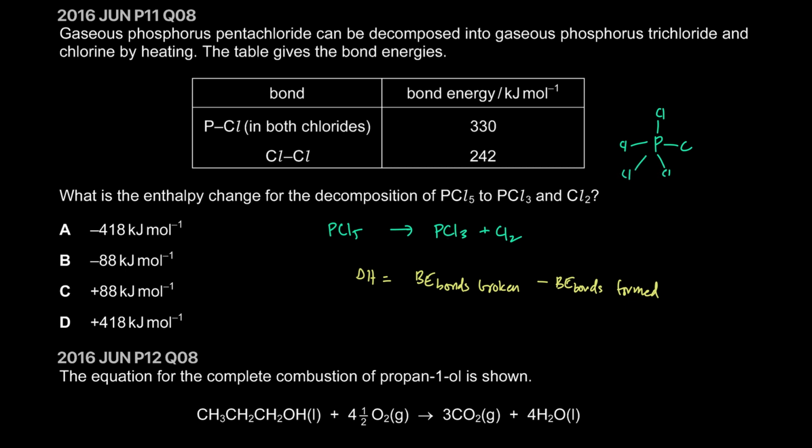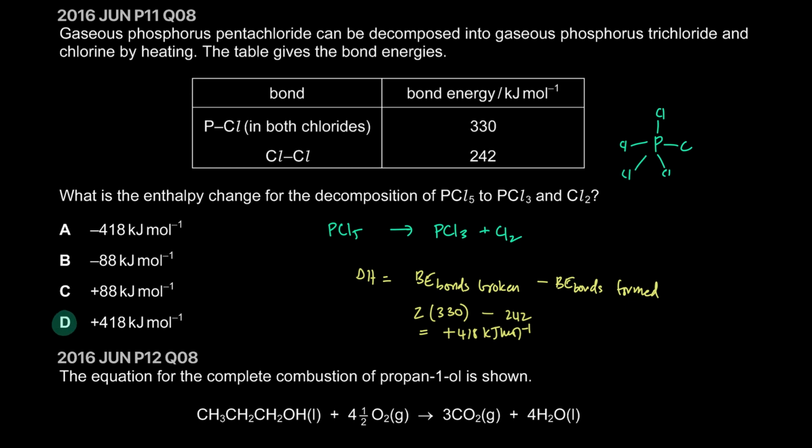So we're forming PCl3. For 1 mole of PCl5, we're going to break 2 moles of P-Cl bonds. So the bonds broken would be twice the bond energy of P-Cl, that's 2 times 330. And then we're forming 1 mole of Cl-Cl bonds when we form chlorine. So we subtract the bond energy of the bond that we're forming, minus 242, which gives us a value of positive 418 kilojoules per mole for the enthalpy change. So the answer over here is D.